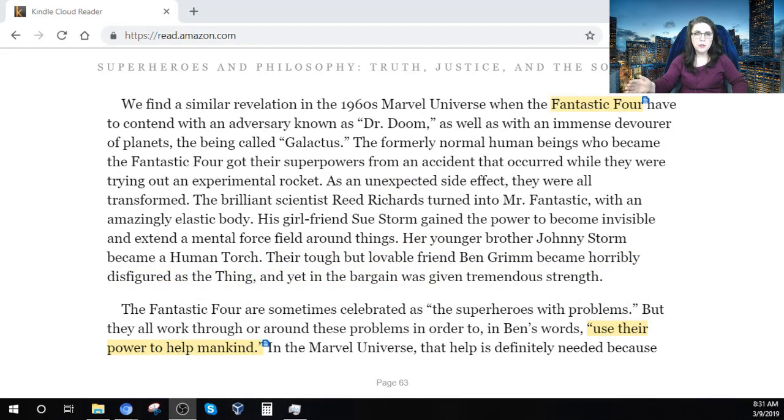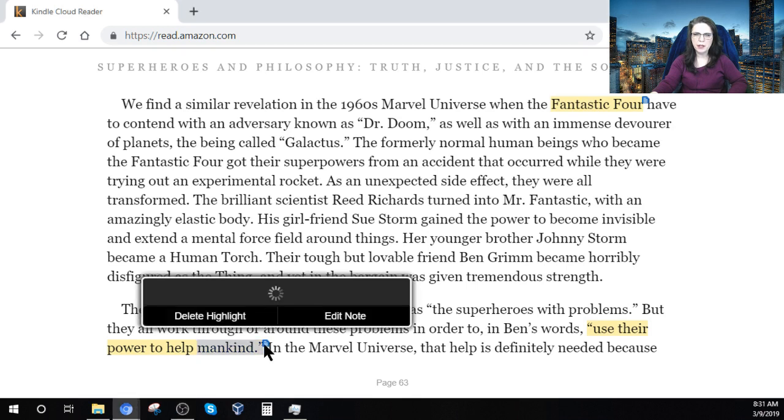Now that the authors have proven to us that these stories exist from classical times until current times, they're going to bring us along further into their argument. They bring in the Fantastic Four and the 1960s comic books. They introduce you to Dr. Doom and they introduce you to Galacticus. They briefly tell you about each one of the Fantastic Four members and how they're interrelated with one another. And then they bring this brilliant quote from Ben, who says that superheroes should use their powers to help mankind.